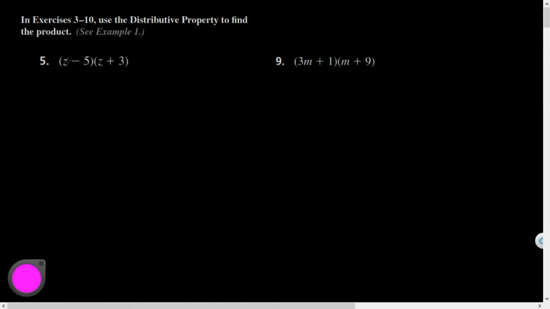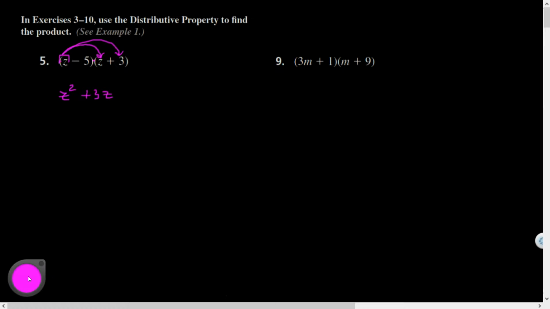And for distributing, here we go. The first thing I'm going to do, I'm multiplying this two-termed expression by this two-termed expression. I know it's multiplication because there's an implied multiplication dot right in between those parentheses. I'm going to distribute both of the terms, or in some cases, all of the terms from the first set into the second set. So I'm going to take this z, and distribute it to both of those, or however many terms this set of parentheses would have. And so I've got z times z is z squared, and z times 3 is 3z.